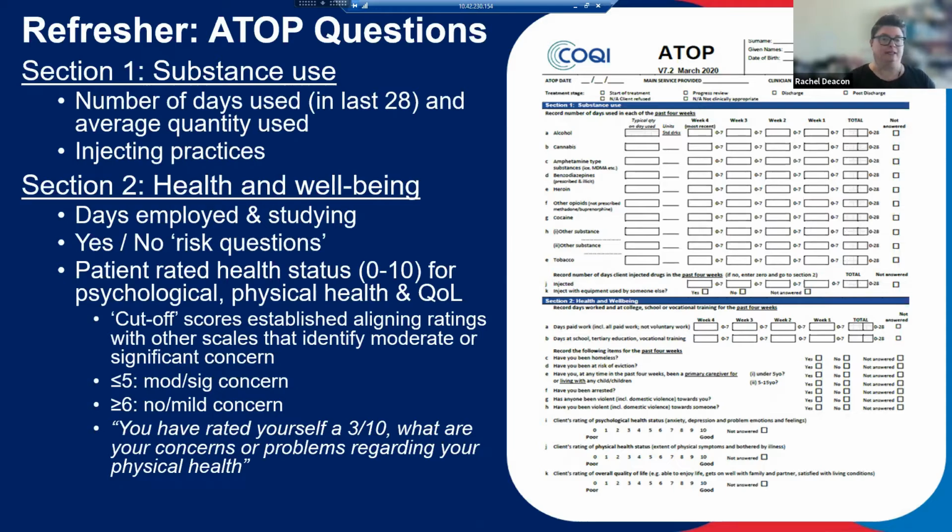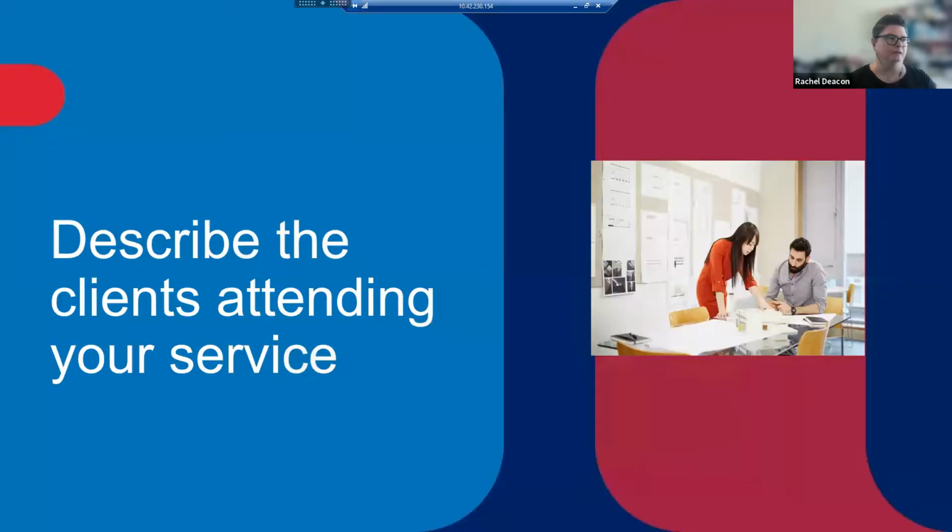So the cutoffs we've determined are if a patient is rating low between 0 and up to 5, that indicates a moderate to significant concern in the area. And a rating of 6 or above, between 6 and 10, a client mostly has no or mild concern in that area. So then thinking about those different ATOP items, you can use those to describe the clients attending your service.